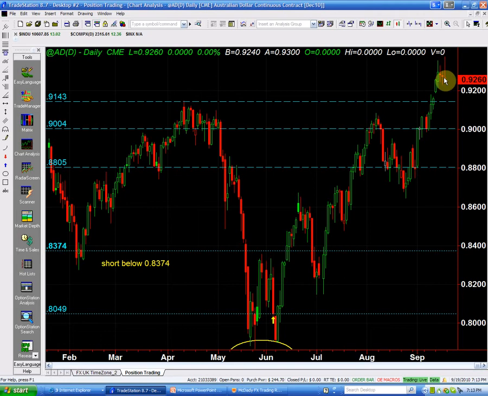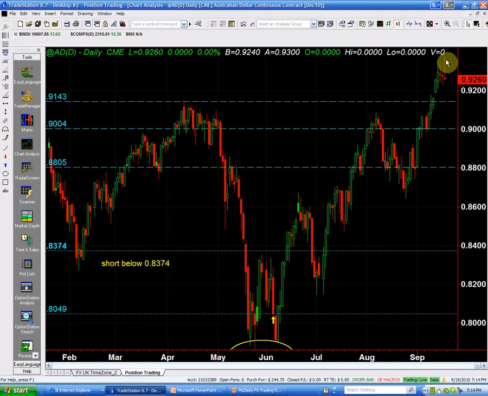So on the weekly, I really don't have a sell signal for the Aussie, but on the daily I have several sell signals that have taken place. So this is one sell signal, this is the second sell signal, this is the third sell signal, but they are all contained still within the weekly range, so we don't have the breakout to the downside.